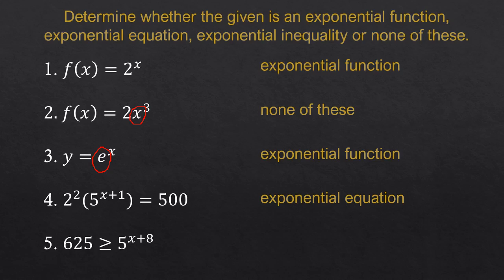Then for our number 5, 625 is greater than or equal to 5 raised to x plus 8. Well, we can classify this as exponential inequality. Obviously, we have the inequality symbol, which is the greater than or equal to symbol. And then on the right side, we have an exponential expression, 5 raised to x plus 8.